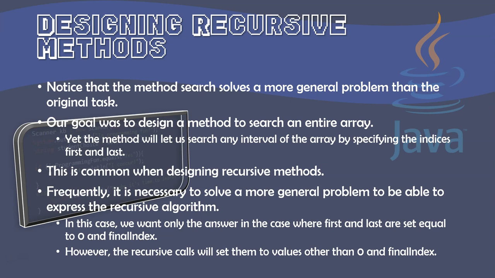In this case, we only want the answer where first and last are, say, equal to 0 and the final index. However, the way our method is set up, the recursive calls will actually allow us to set them to values other than 0 and the final index, which could be very useful.